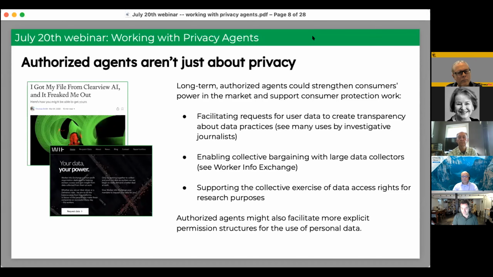You're seeing examples of collectivizing consumers' data rights and using them for organizing. There's a great organization in Europe called Workers Info Exchange. They are essentially unionizing Uber and Lyft and delivery drivers and sending data subject access requests to try to understand how workers are treated and try to get the employment data that should belong to the worker. Now, this is interesting because it's using a consumer data right for a labor organizing sort of purpose. But the point here is that there's lots of potentially interesting applications of these data rights and of authorized agents to help make them workable.